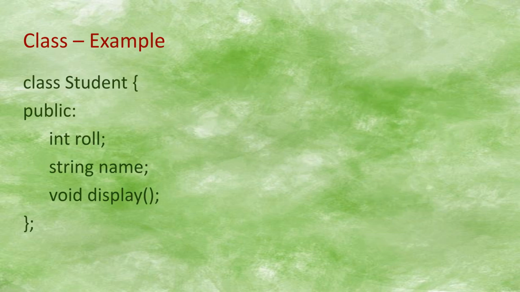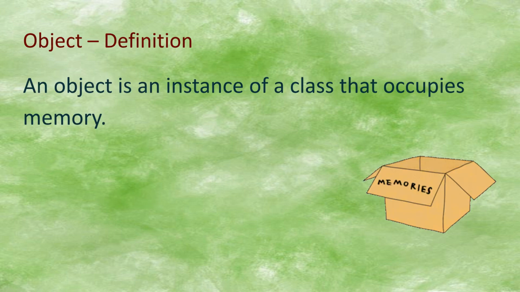Here is an example of a class named student with public members, an integer role, a string name, and a void function display. An object is an instance of a class. Unlike the class itself, an object occupies memory when it is created.